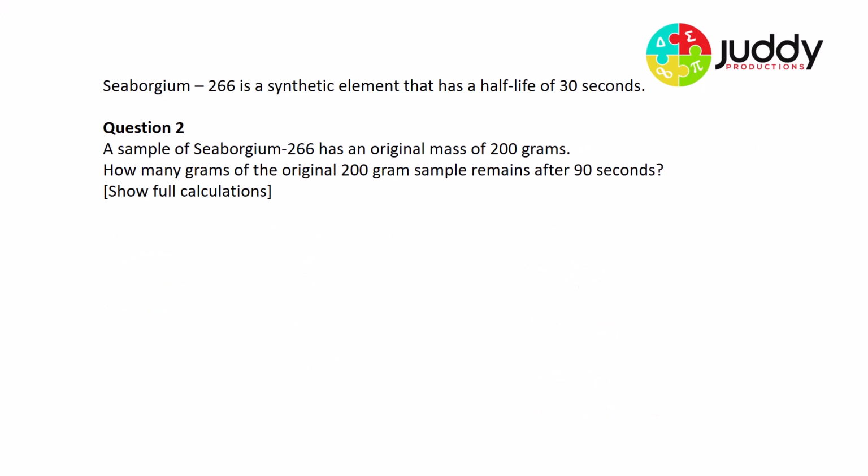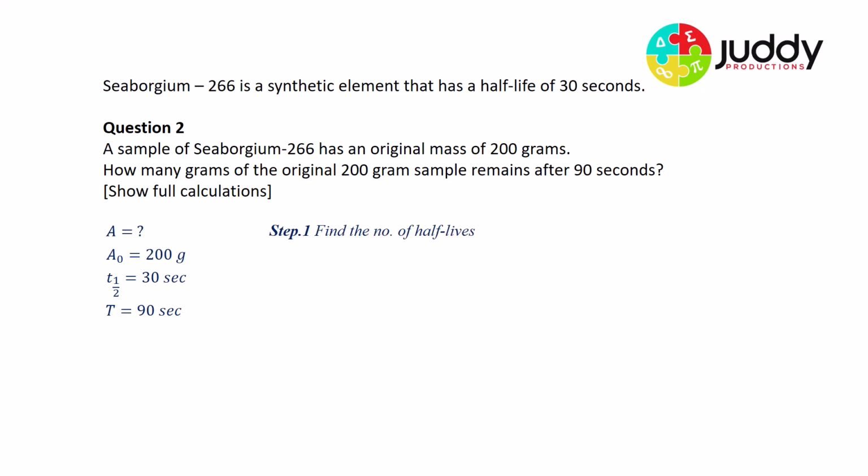Question 2. A sample of Seaborgium-266 has an original mass of 200 grams. How many grams of the original 200 gram sample remains after 90 seconds? And we wish to show full calculations. So we're after an amount. In this case, it's the mass in grams. The original mass is 200 grams. The time for half-life is 30 seconds. And the duration of time we've been stated here is 90 seconds.